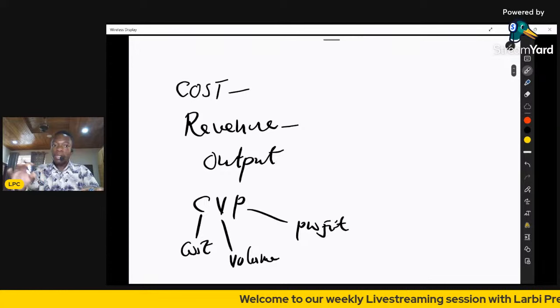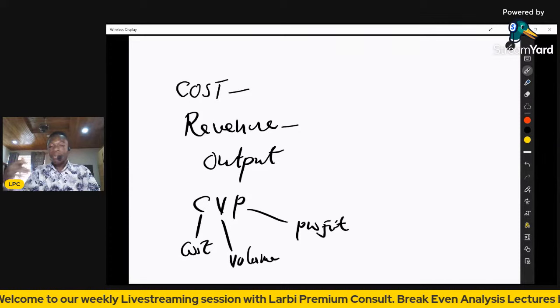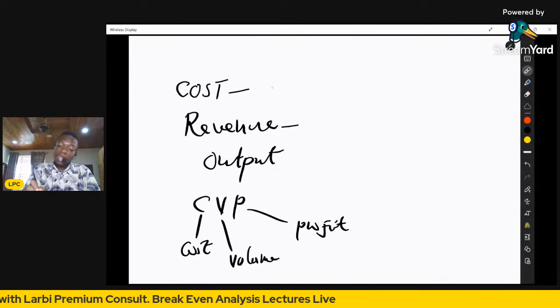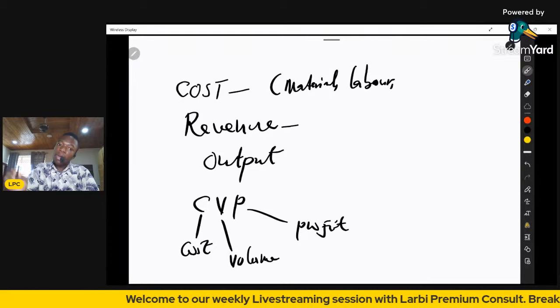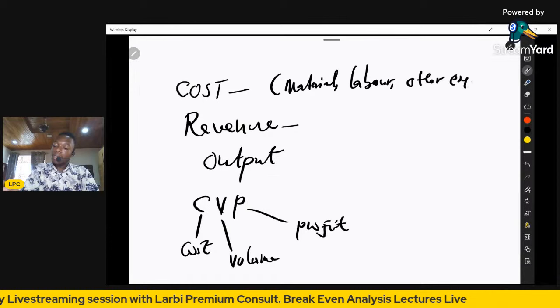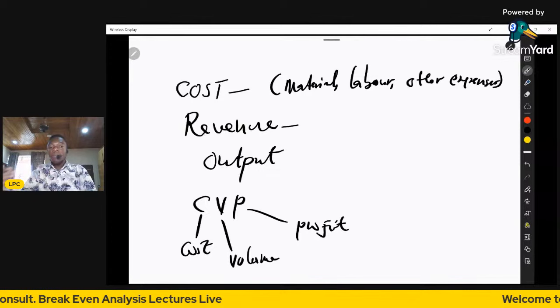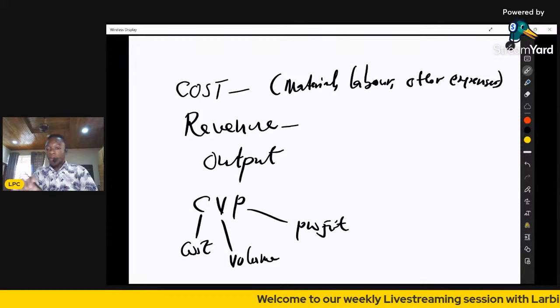When we talk about cost, in simple terms, cost has to do with the price we pay for the factors of input. By factors of input, I mean factors of production. In that line, we have the cost of material, we have the cost of labor, and then we have the cost of other expenses. So we have material, labor, and other expenses. These are the price that we pay for these factors of input, right? Material, labor, and other expenses.